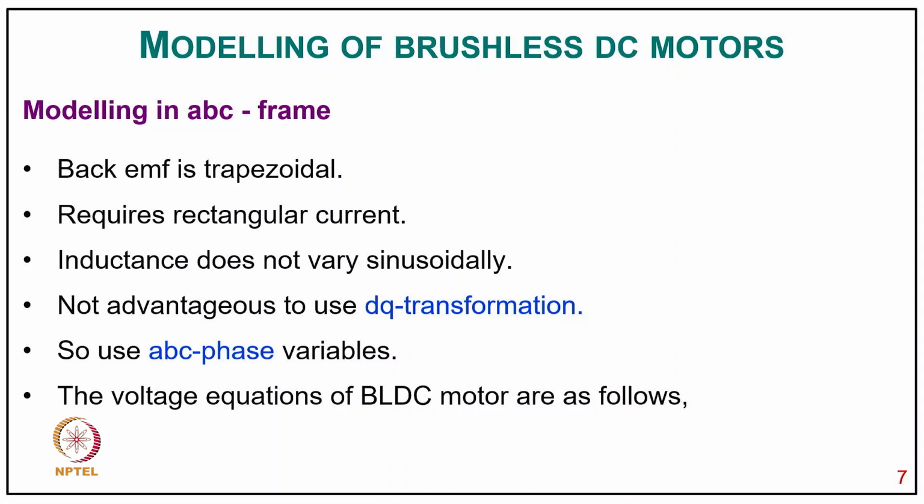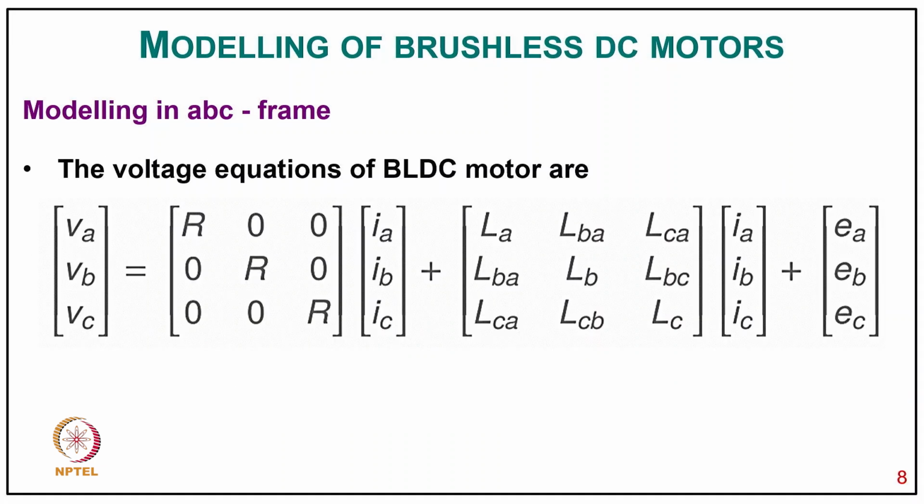The voltage equations for the brushless DC motor are as follows. V_ABC as a matrix is equal to the resistance matrix, with R, 0, 0; 0, R, 0; and 0, 0, R, multiplied by the current vector I_A, I_B, I_C, plus the inductance matrix L_A, L_BA, L_CA; L_AB, L_B, L_CB; L_AC, L_BC, L_C, multiplied by the derivative of the current vector I_A, I_B, I_C, plus the back EMF E_A, E_B, E_C.